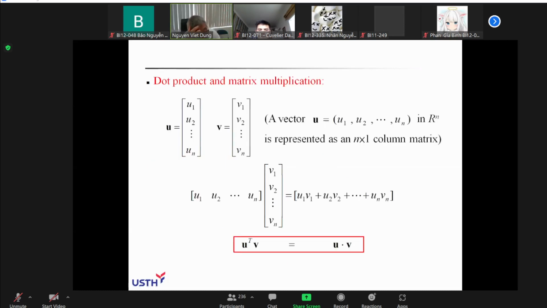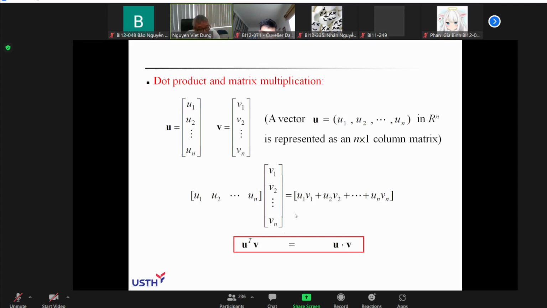This slide will show you the dot product and the matrix multiplication as the same. Why is that? Because usually the coordinate columns of a vector is written like that, and the dot product is given by that one. But if we take u and take the transpose, you get the row matrix like that. And because of that, you can multiply them with the coordinate matrix like that one.